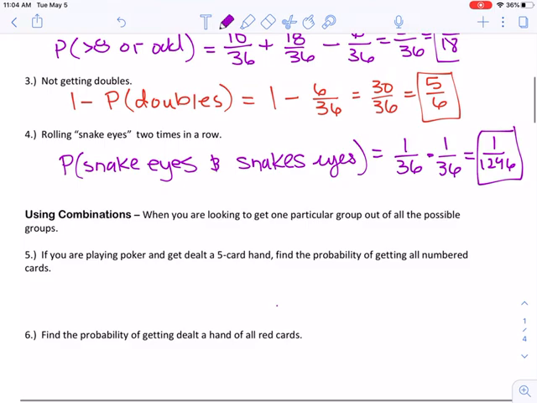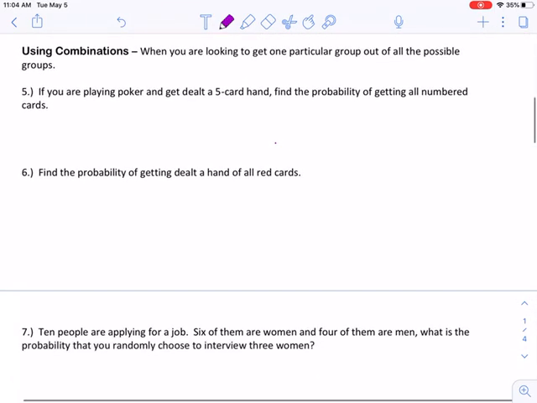Now let's take a look at using combinations. When you're looking to get one particular group out of all the possible groups, you want to use combinations. The reason we're using a combination and not a permutation is that the order doesn't matter. Whether I pick a 2 first and then a 3 and then a 4 and then a 5, that's the same group as if I pick the 5 first, then the 4, then the 3, then the 2. I only want to count the group of the cards once. So that's why I want to use a combination, because order is not important.